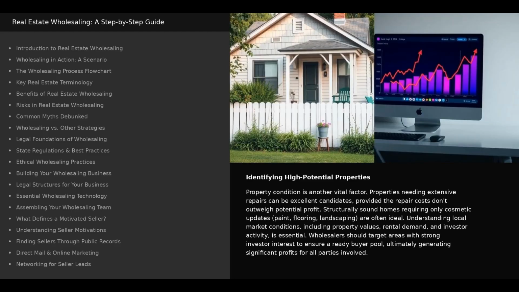Property condition is another vital factor. Properties needing extensive repairs can be excellent candidates, provided the repair costs don't outweigh potential profit. Structurally sound homes requiring only cosmetic updates, paint, flooring, landscaping, are often ideal. Understanding local market conditions, including property values, rental demand, and investor activity, is essential. Wholesalers should target areas with strong investor interest to ensure a ready buyer pool, ultimately generating significant profits for all parties involved.